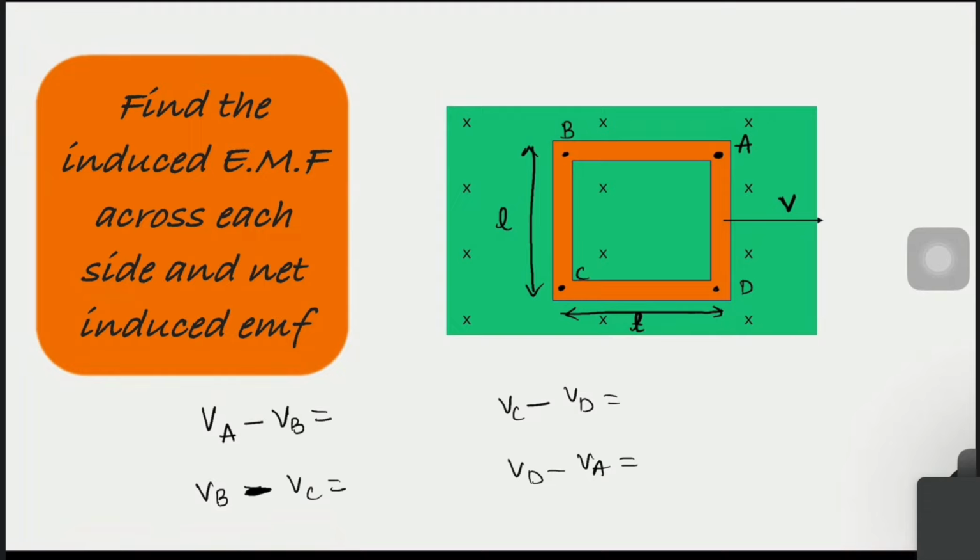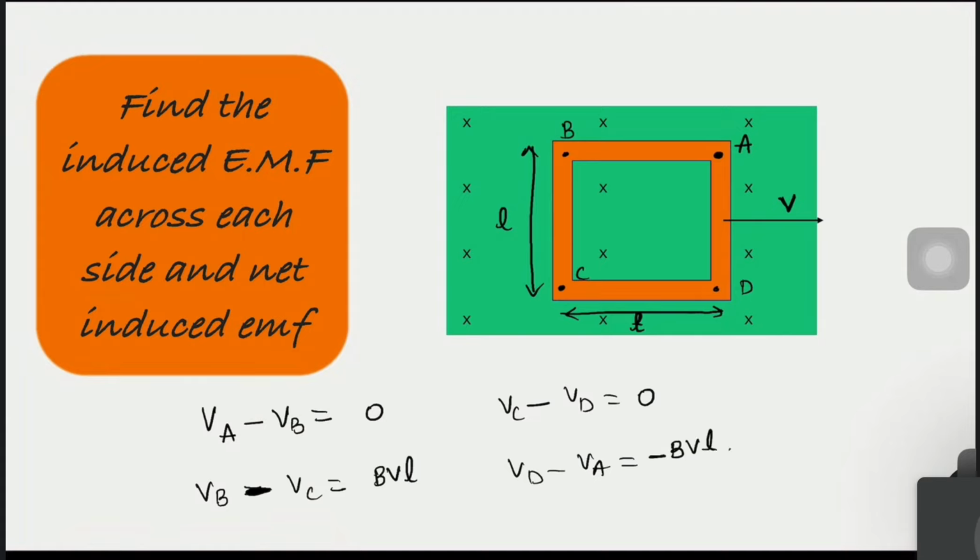So VA minus VB and VC minus VD are 0. Very good. AB and CD, both of them have their lengths parallel to the velocity. Hence, the induced EMF is 0 across those two parts. Next, VB minus VC will be BVL, plus. The next one will be minus. VD minus VA will be minus BVL.